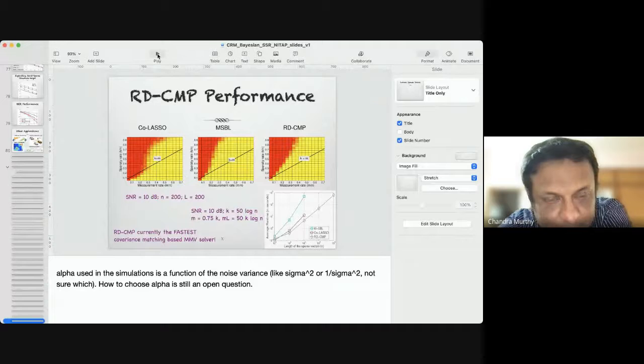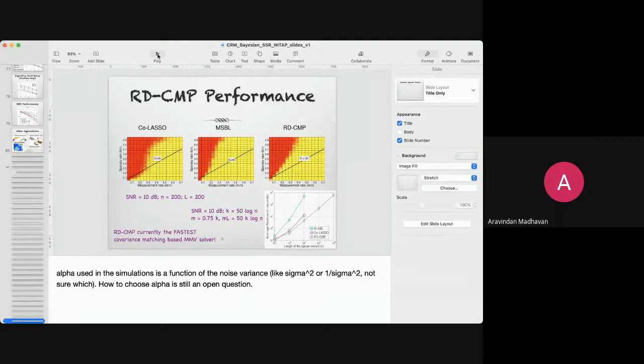So there are algorithms that are way faster than MSBL, but MSBL was one of the early algorithms that showed performance far beyond what is promised by these greedy algorithms and L1 or L1,L2 type recovery algorithms can offer.